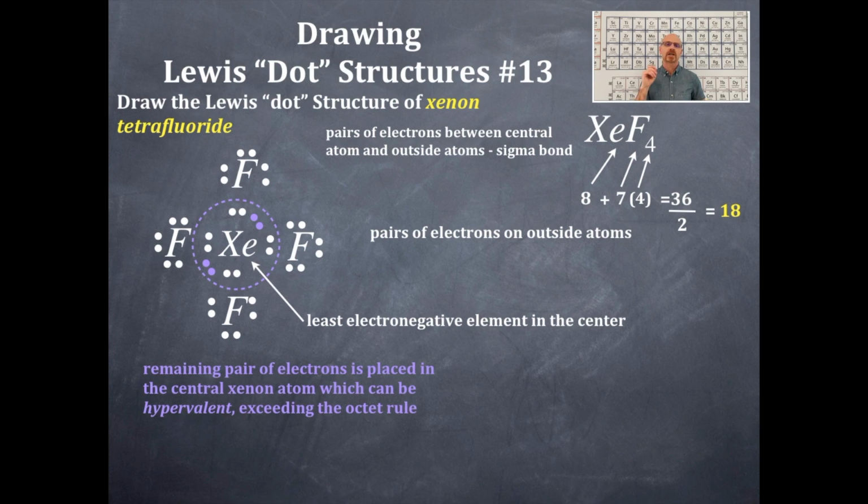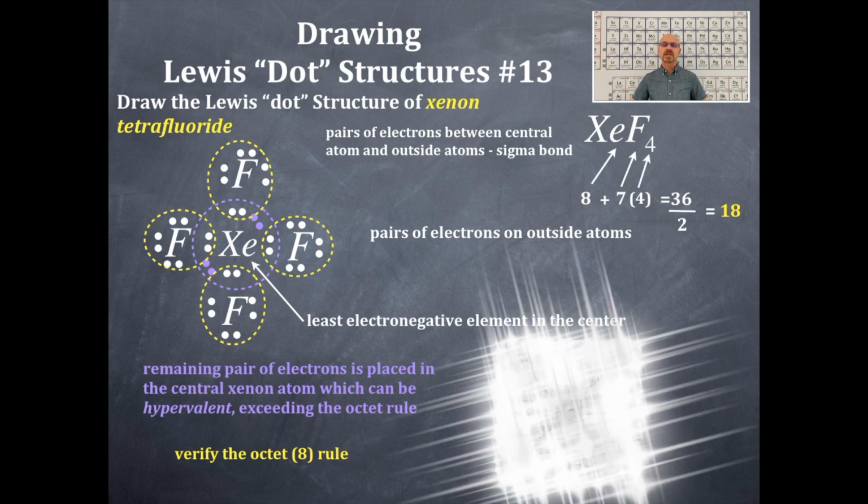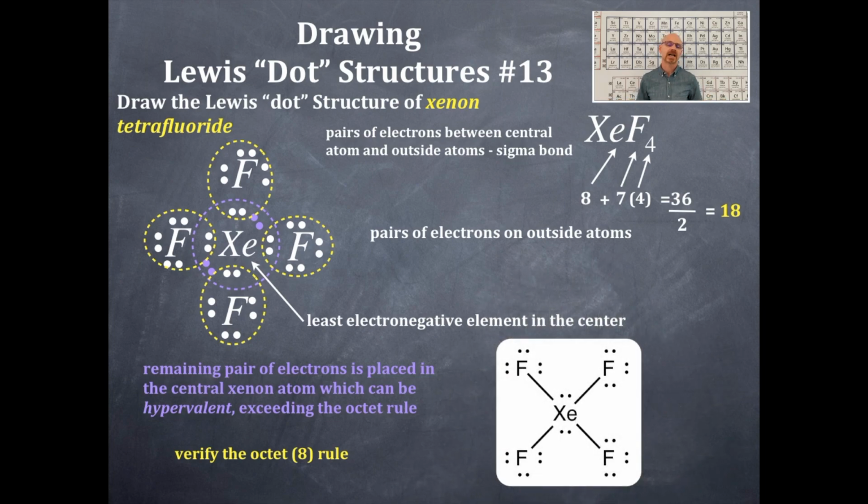Okay, now what we're going to do is we're going to clean this structure up, make it look really pretty. We're going to draw lines for single sigma bonds and keep those lone pairs that are in purple on the central element as lone pairs, as well as the lone pairs on the outside elements of fluorine. Okay, we also have verified the octet rule for fluorine because, of course, fluorine must obey the octet rule. So here's our structure cleaned up, looking nice and pretty here.